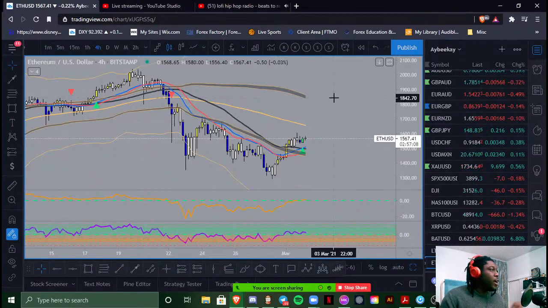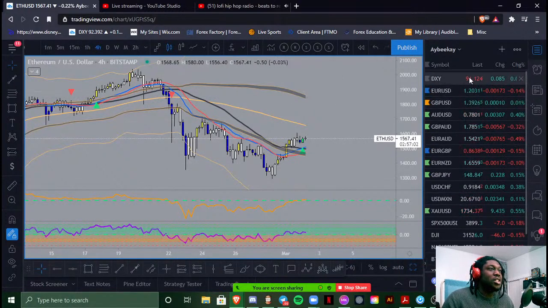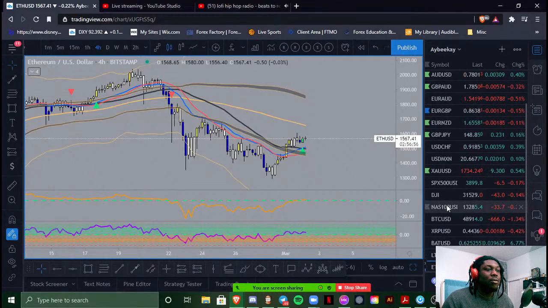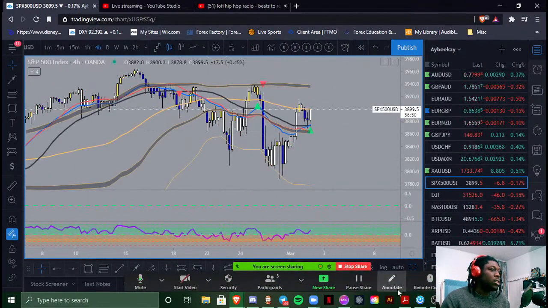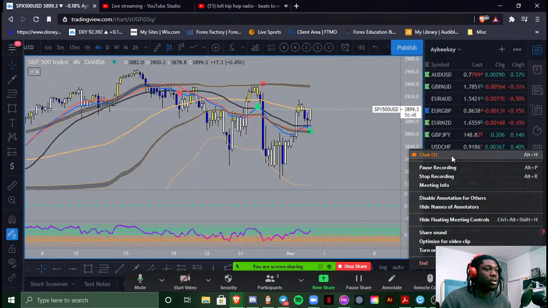But other than that, are there any other questions, guys? Does anybody have any other pairs that they want me to look at? Any other questions? I've gone through 20 pairs. And I still haven't looked at these on the indices. Let me look at those.